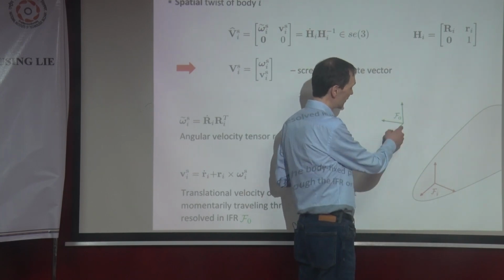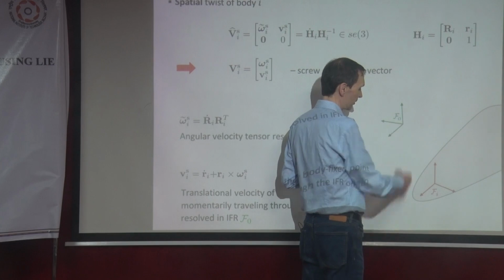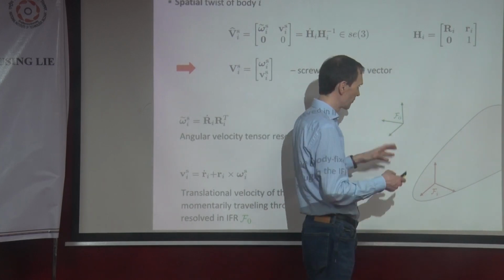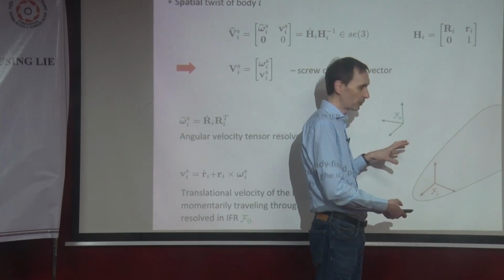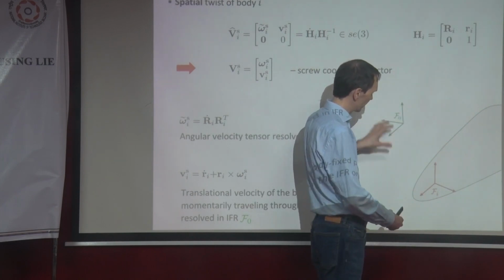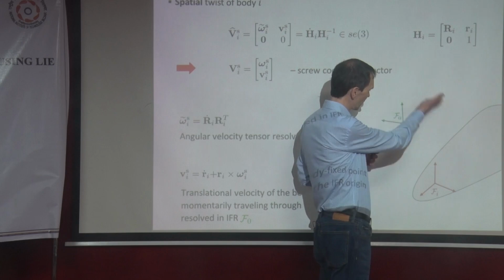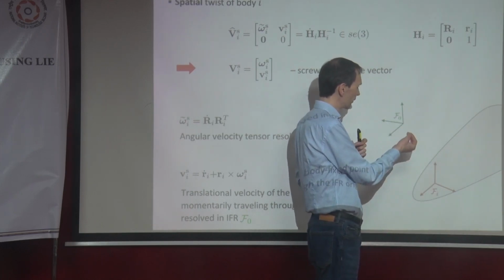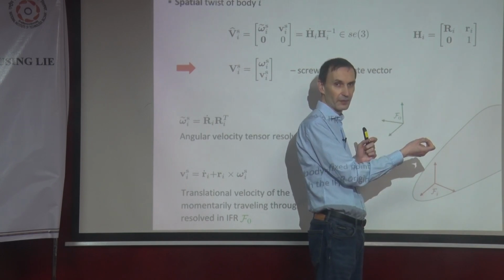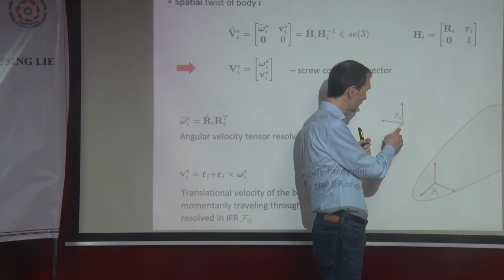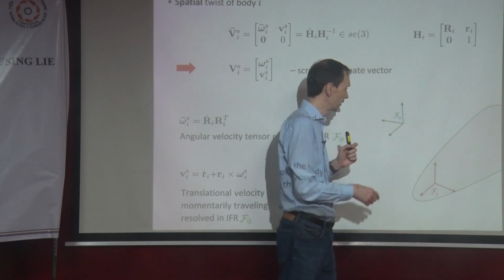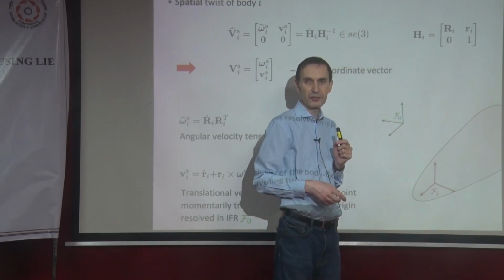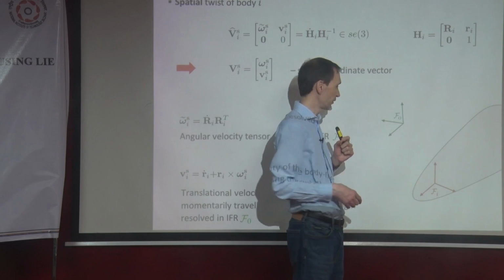Put it the other way. I know it's a bit difficult to speak about points that are not part of the body, but let's say the body is bigger, and let's say the body is like this. So it's moving. So there's one unique point of the body that is at the moment at the origin of the space fixed frame.